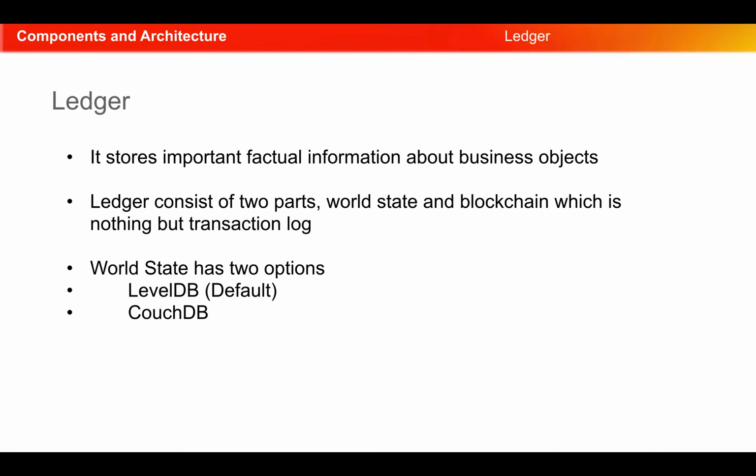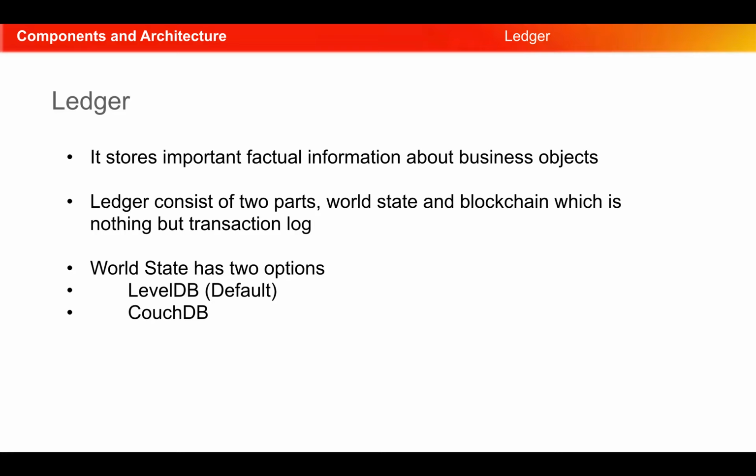In this section, we're going to look into another important component, which is the ledger. The ledger stores important information about business objects, also known as assets. The ledger consists of two parts: one is the world state, and the other is the blockchain, which is nothing but a transactional log.